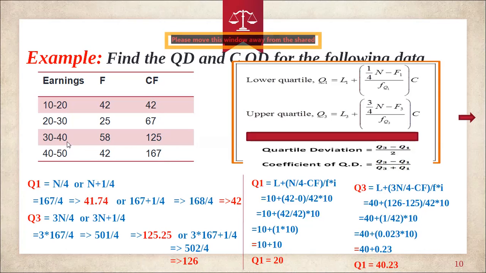So when you mark it, this is the quartile one and this is the quartile four. Then you can go through this formula for the lower quartile: L plus 1n by 4 minus CF, or capital F, by small f into i or C. So I put it here, i.